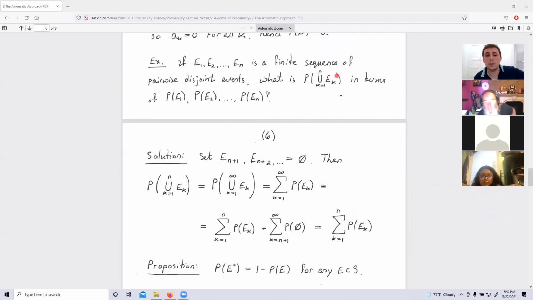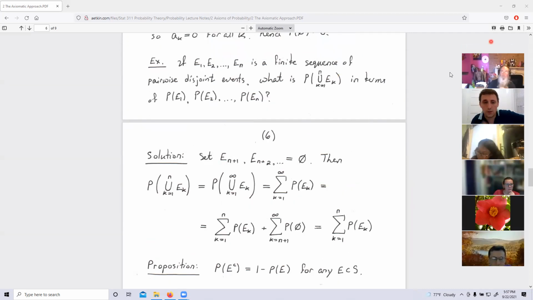Next, guys, do you want to try the next one, or do we just move on? I want you to show, or I will do it, that the probability of E complement is equal to 1 minus the probability of E.